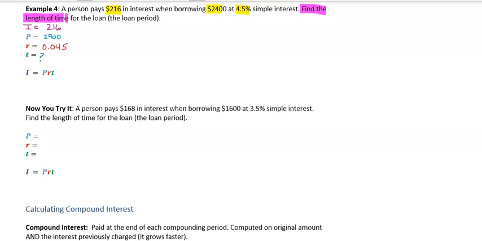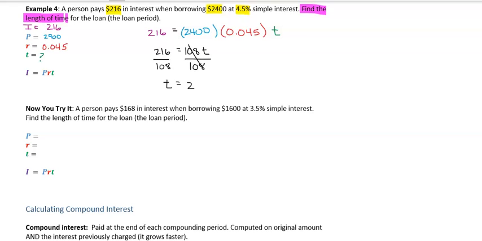So we're going to have I, which is 216, equal to P, which is 2,400, times R, which is 0.045, times T. And T, we don't know, so we're going to leave it as T. So I'm going to let go of my colors here because I'm going to start combining things. So 216 equals 2,400 times 0.045 is 108. 108 T. Okay, now I'm going to divide both sides by 108. And I find that my time is 2. So T equals 2. Don't forget to divide those out. 216 divided by 108 is 2. So 2 what? Well, remember this is in years, so the answer is 2 years.